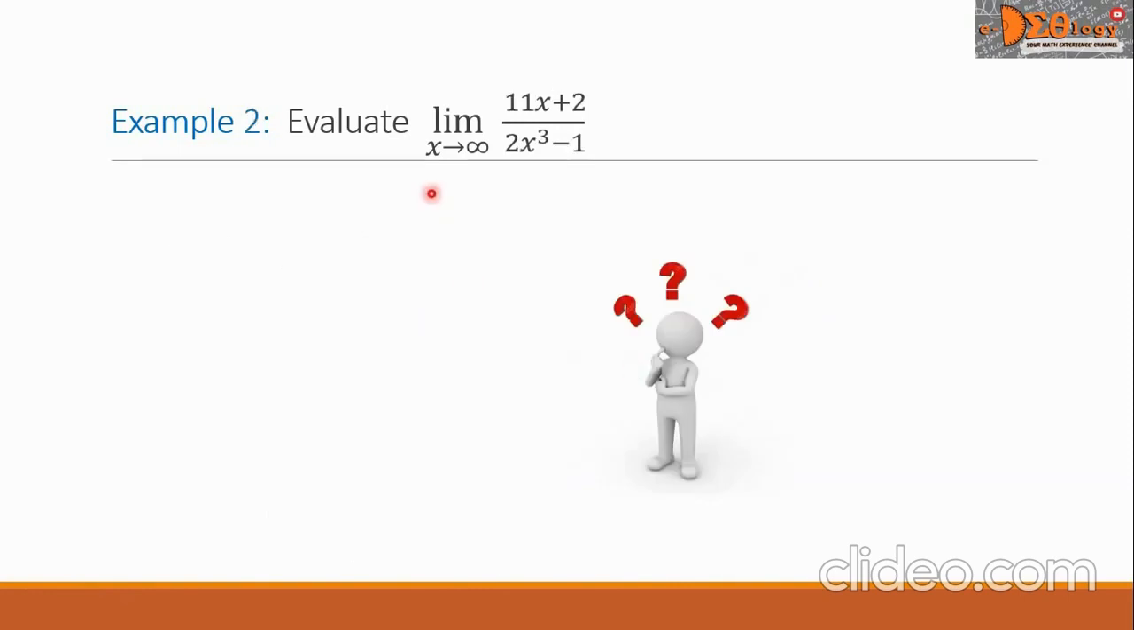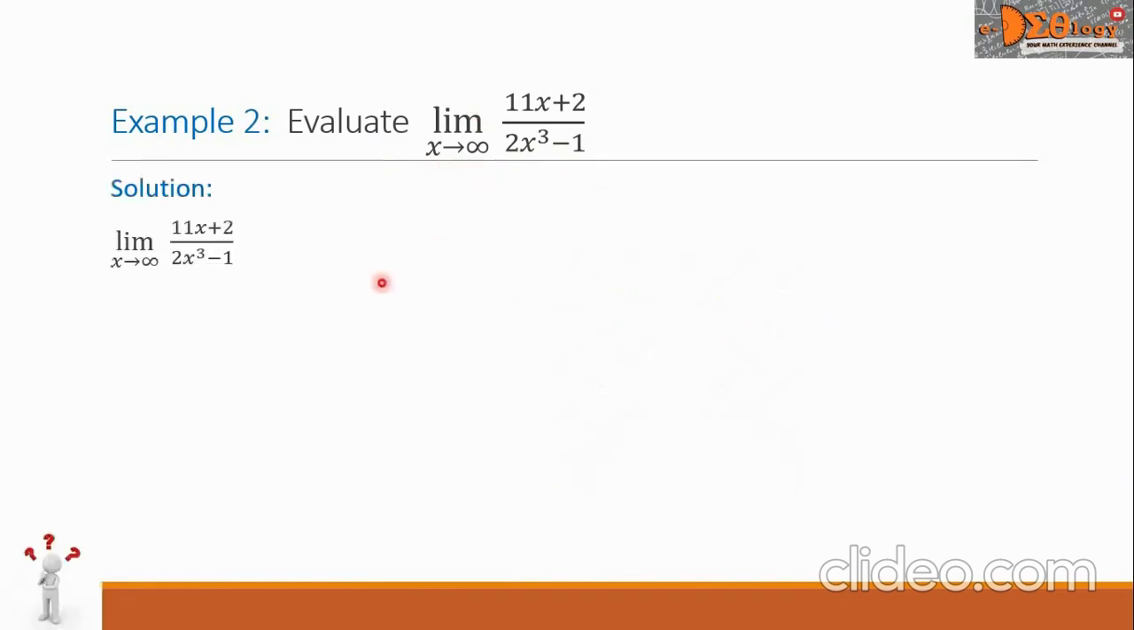Let us see example 2. Evaluate the limit of the function 11x plus 2 over 2x cubed minus 1 as x approaches infinity. Let us rewrite our problem down here.